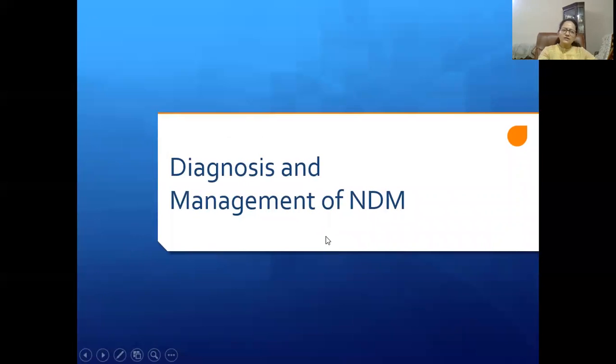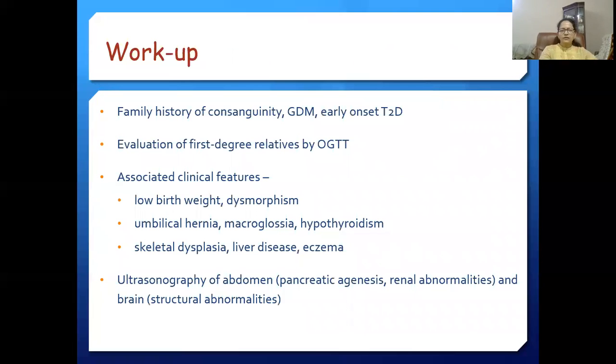Okay, so coming to the last part of the presentation, that is diagnosis and management. When you're working up a baby with neonatal diabetes, you need to take family history of consanguinity, whether there is gestational diabetes, whether there is early onset type 2 diabetes, because these may actually reflect milder forms or heterozygous forms of some homozygous defect that can lead to neonatal diabetes. So evaluation of first degree relatives by OGTT.